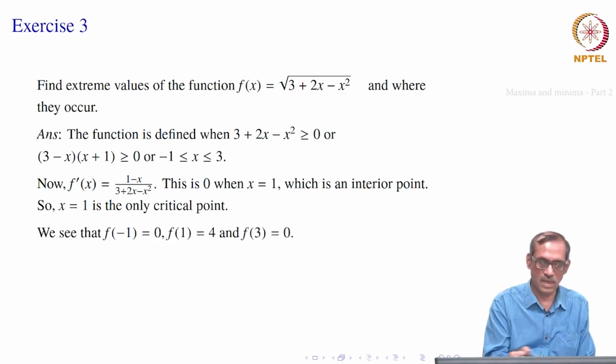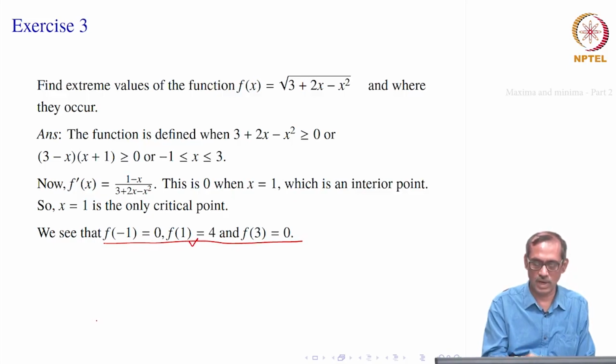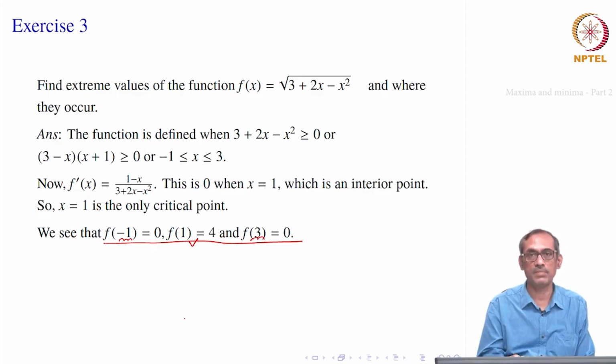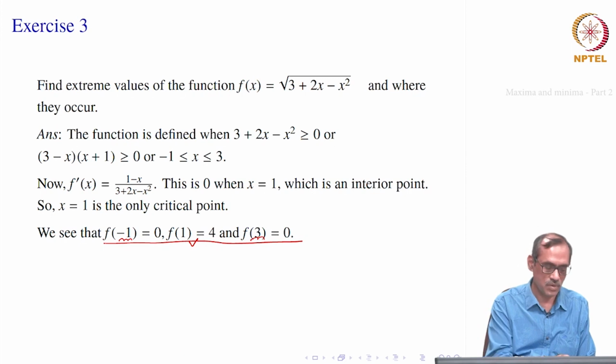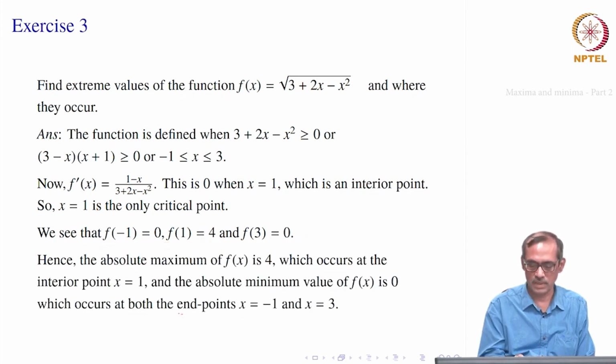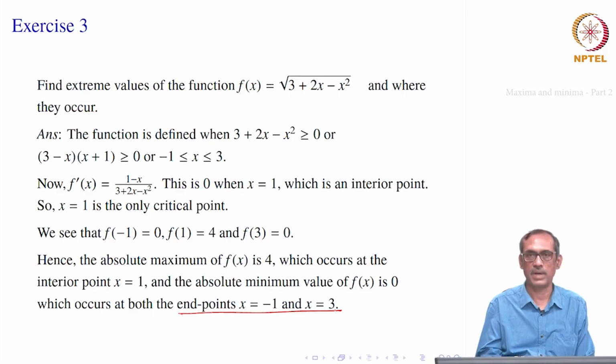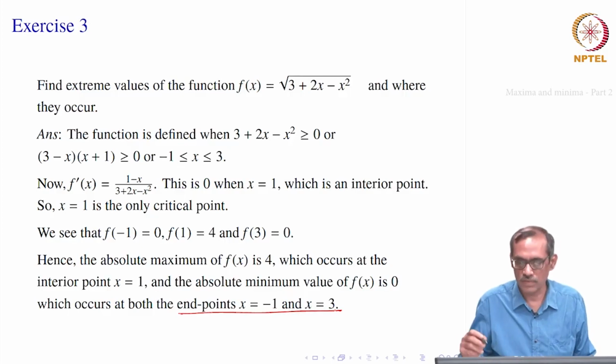Then we compare the values at all these points, f of minus 1, f of 1 and f of 3, and find that the maximum value is 2 occurring at 1, and the minimum value is occurring at 2 points, one at minus 1 and one at 3. So, the minimum value of the function is 0 and the points of absolute minima are now 2, minus 1 and also 3. These are the endpoints. So, let us stop here.